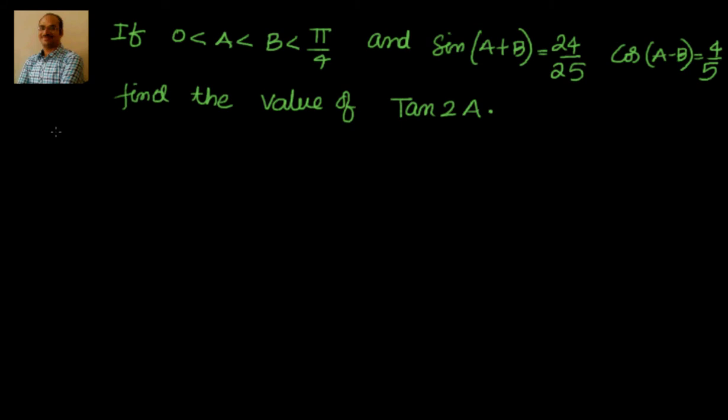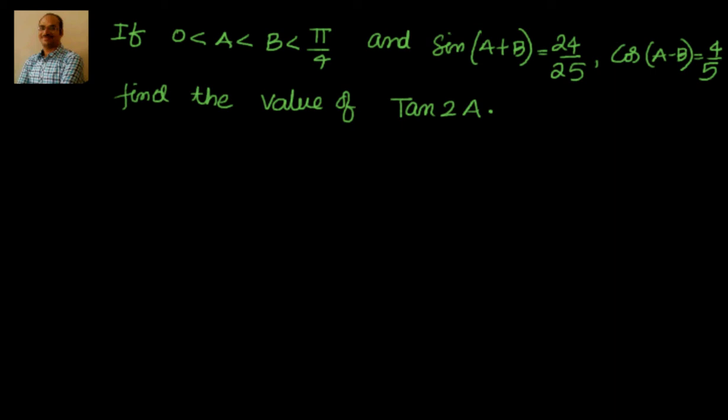Let's do this problem. We have been given, if 0 less than a less than b less than pi by 4, and sin of (a plus b) equal to 24 by 25, cos of (a minus b) equal to 4 by 5, find the value of tan 2a. Now we don't know about 2a as of now. We know only a plus b and a minus b.